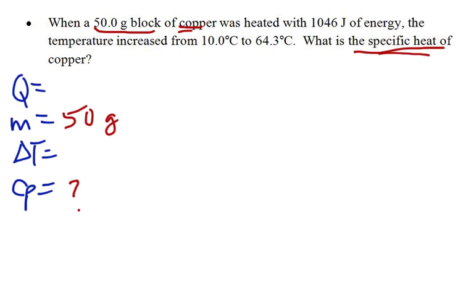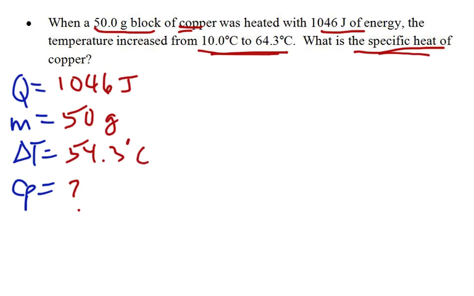And we can see what we have here. We have 1046 joules of energy. So that's how much energy went into our copper. I'm going to fill that in. And temperature difference, we're going to go from 10 up to 64.3. So I can do that in my head. 64.3 minus 10 is 54.3 degrees Celsius. So now we've identified our variables. So far, so good. Okay, next let's go back and put in our equation.